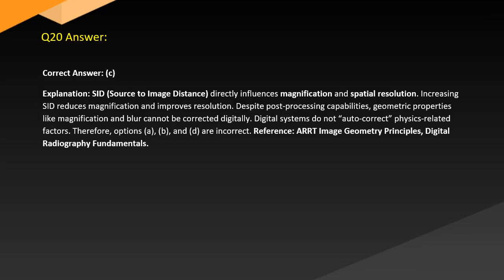Answer. Correct answer: C. Explanation. SID, source to image distance, directly influences magnification and spatial resolution. Increasing SID reduces magnification and improves resolution. Despite post-processing capabilities, geometric properties like magnification and blur cannot be corrected digitally. Digital systems do not autocorrect physics-related factors. Therefore, options A, B, and D are incorrect. Reference: image geometry principles, digital radiography fundamentals.